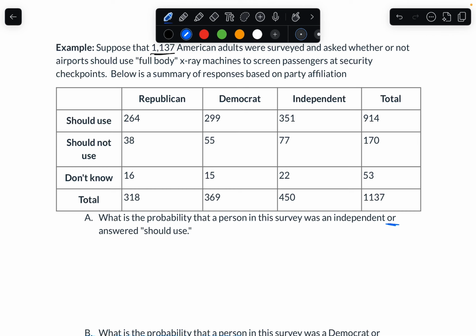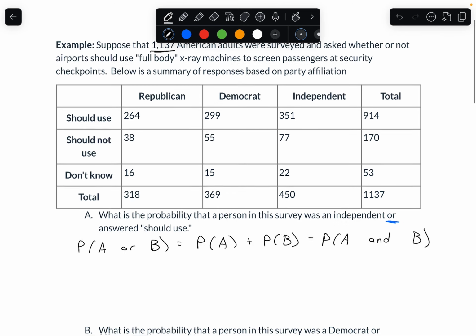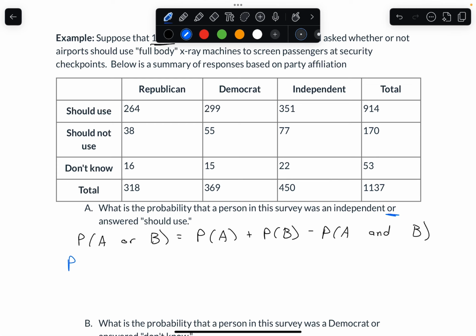When we're talking about "or" probabilities, the formula for the probability of A or B is equal to the probability of A plus the probability of B minus the probability of A and B. So in this problem, let's call event A independent. The probability that they were independent or said that they should use it is equal to the probability that we select an independent plus the probability that they said we should use it.